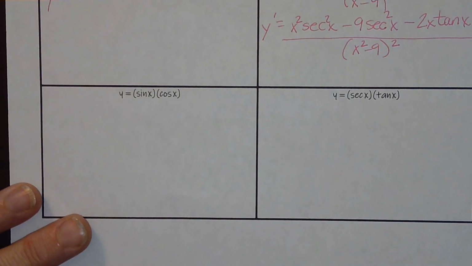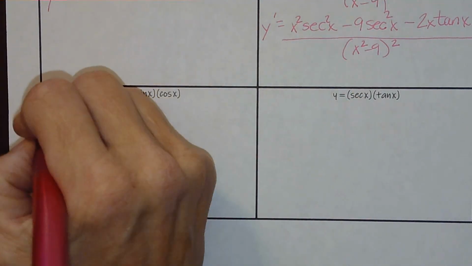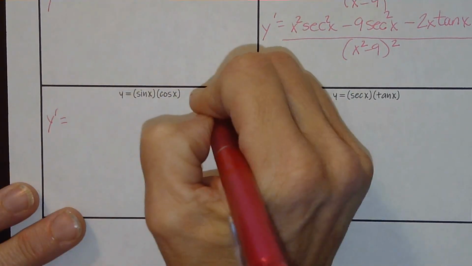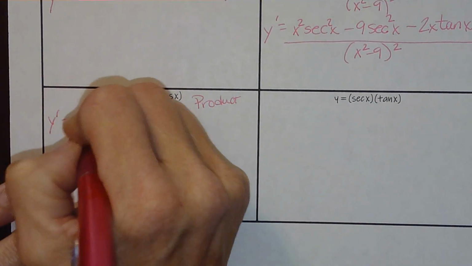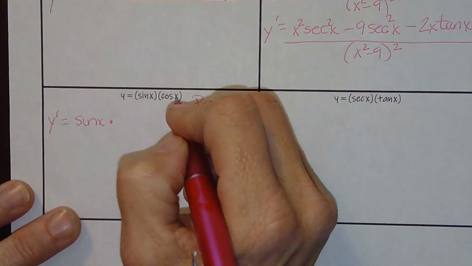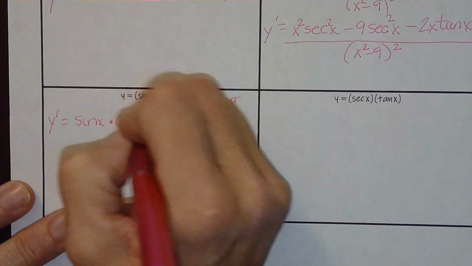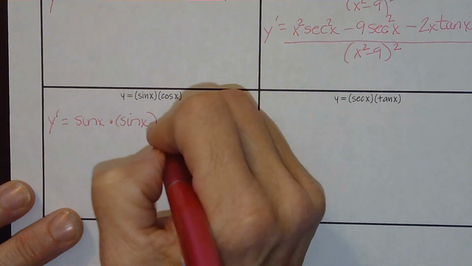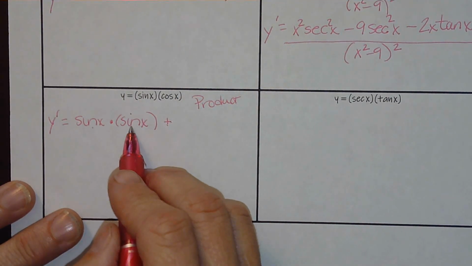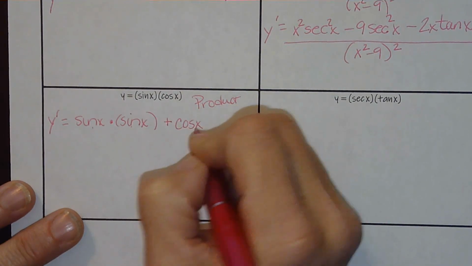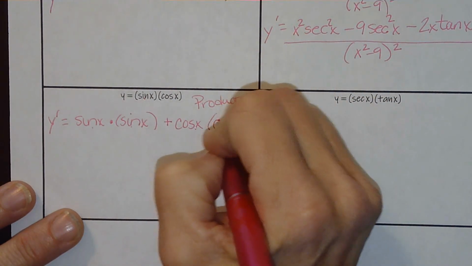All right, a couple more examples. Here we have a product, so we will use the product rule. That is sine of x times the derivative of cosine. The derivative of cosine is negative sine. So it's sine of x times sine of x plus, so I have u times dv plus v, which is cosine of x, times the derivative of u, and the derivative of sine is cosine of x.